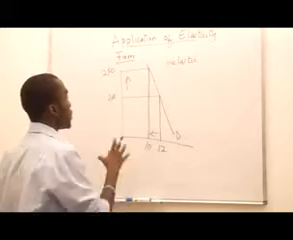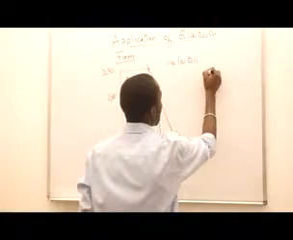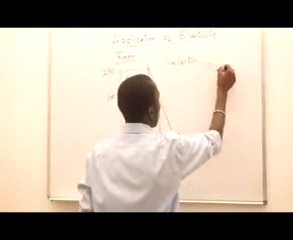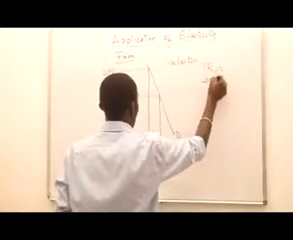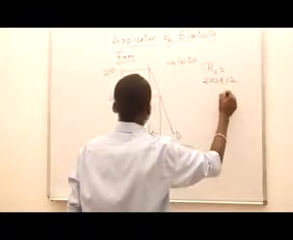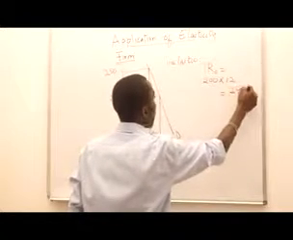So with this situation, we say that the initial total revenue for the firm will be 200 times 12, which is 2,400.